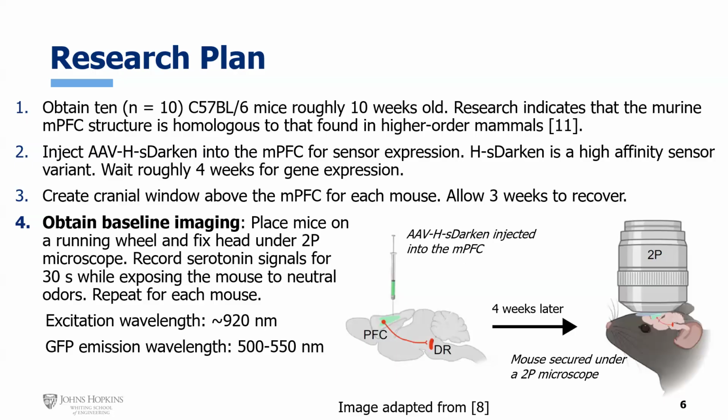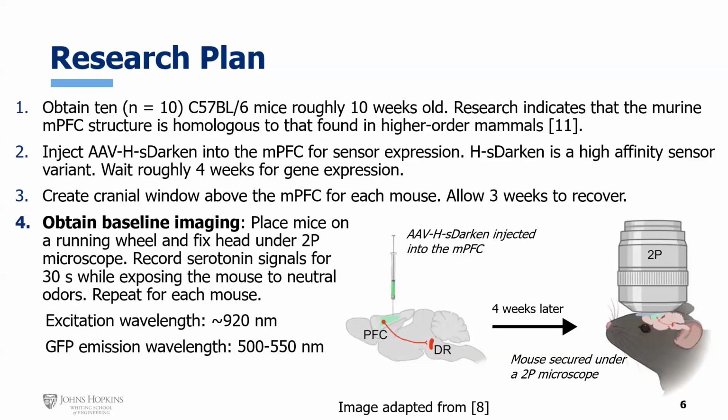And the first key step was to obtain a baseline imaging. This step involves placing the mice on a running wheel and fixing the head under a 2-photon microscope. And placing the mice on the running wheel relaxes them and gives them something to do as they're secured. Their head will be fixed in the microscope, as shown there on the image in the lower right.